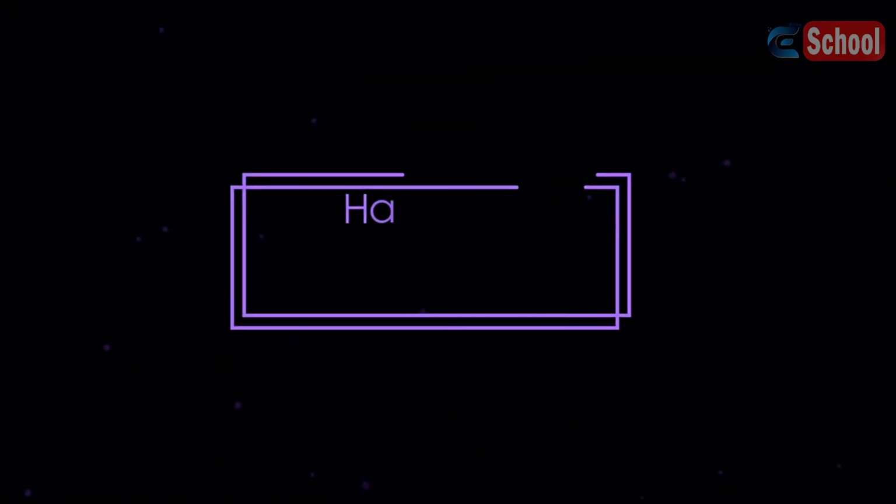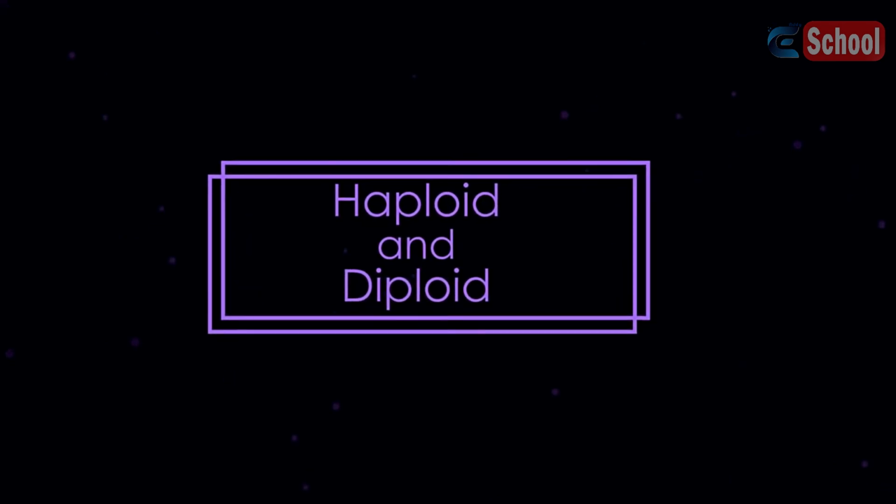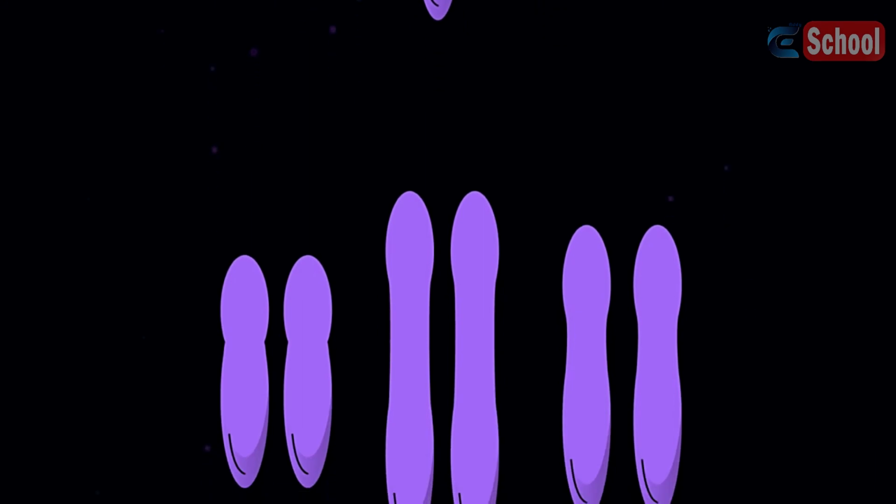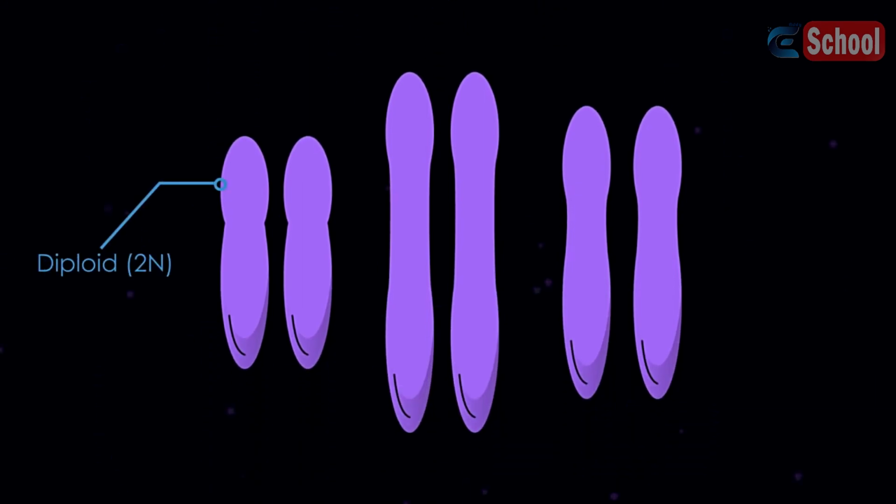And finally, what do haploid and diploid mean? Haploid cells have one set of chromosomes and is labeled as an N. Diploid cells have two sets of chromosomes, 2N.